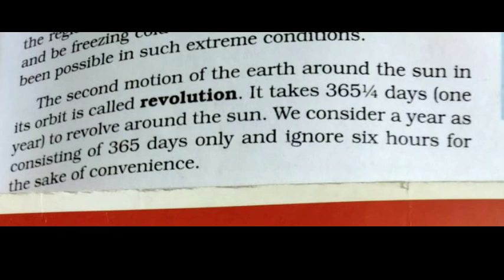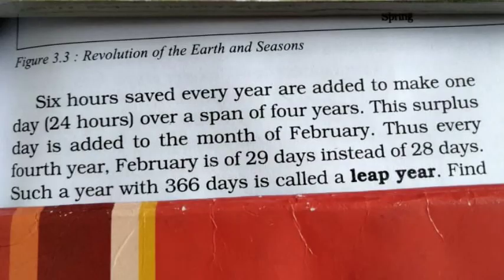A year consists of 365 days, and we ignore 6 hours for the sake of convenience. 6 hours saved every year are added to make one day of 24 hours over a span of 4 years. This surplus day is added to the month of February. Thus, every 4 years, February is of 29 days instead of 28 days. Such a year with 366 days is called a leap year.